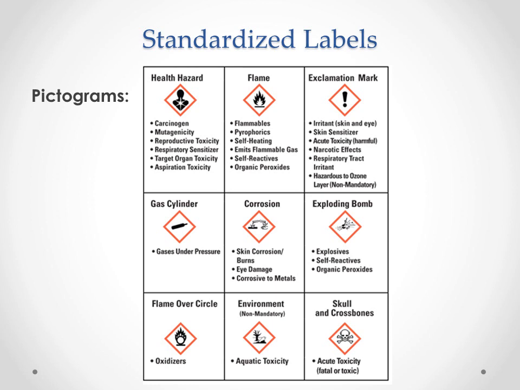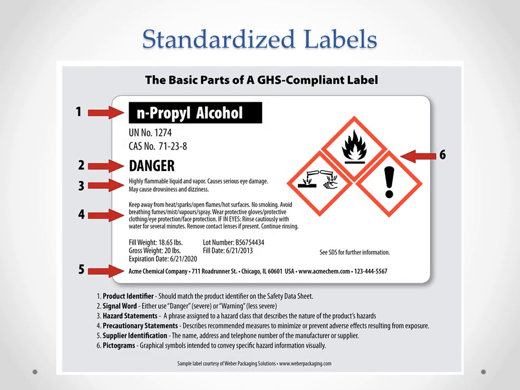The very middle one at the bottom is one that's, again, not mandatory from OSHA because they can't enforce it, but it will be used globally, so you'll see it on labels. And this is one showing a fish and a tree, and it has to do with the environment. So if there's any aquatic toxicity or other environmental toxicity, they'll have this pictogram on a label. The bottom right is the most serious of all, and that's the skull and crossbones. That's acute toxicity. That means it can really hurt you and in all likelihood kill you.